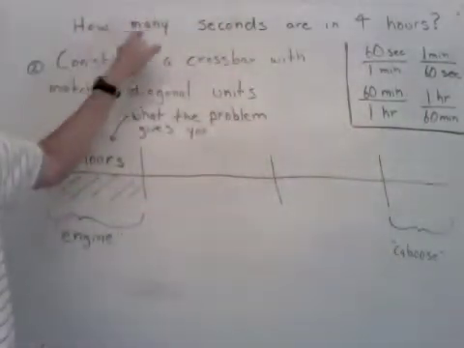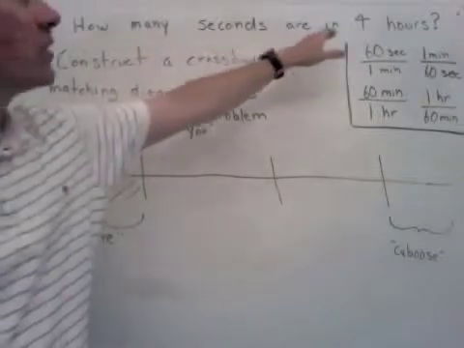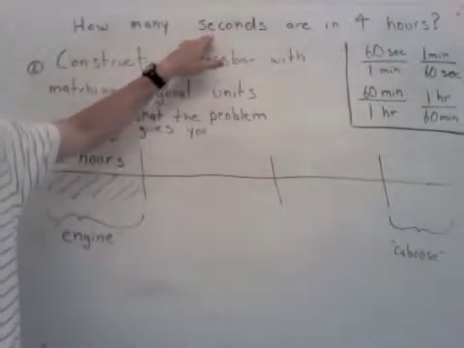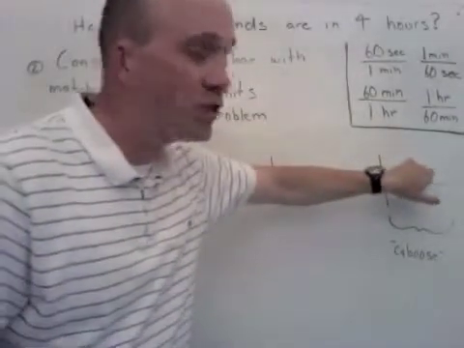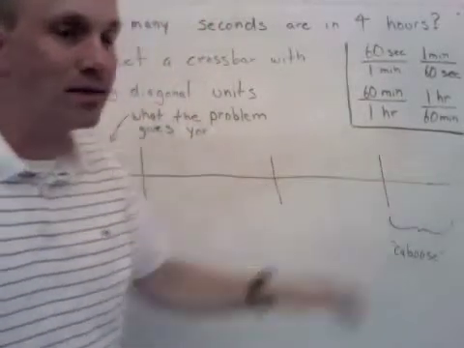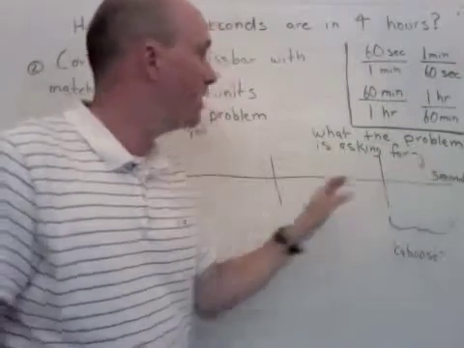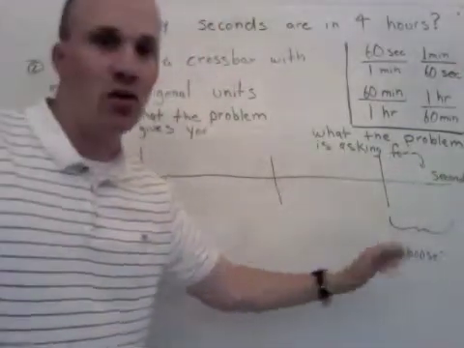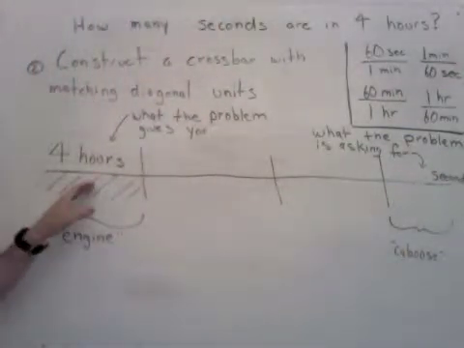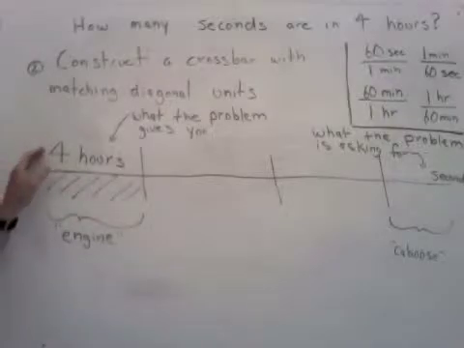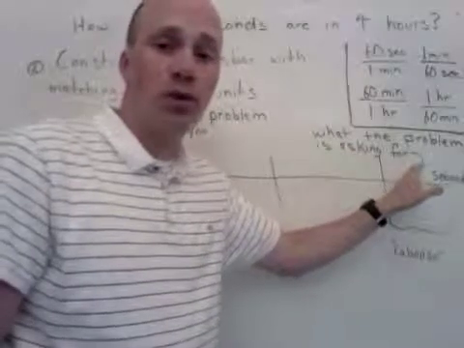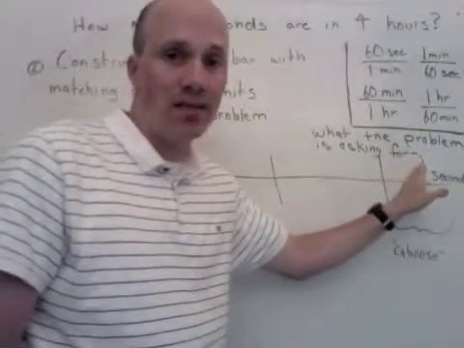If you read this question right here, how many seconds are in 4 hours? You can tell from this question that this right here is going to be seconds. What's in the bottom, you'll see how to set that up in a second, but this is something that's going to be common of all crossbars. The engine is empty on the bottom, with what the problem provides you on top. The caboose is always going to have what the problem is asking for on top.